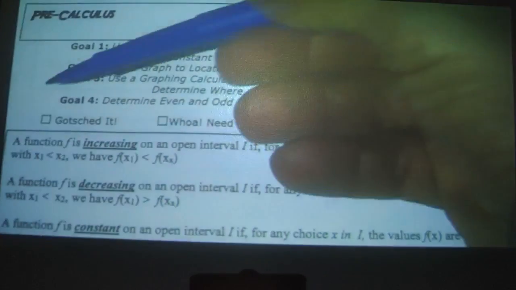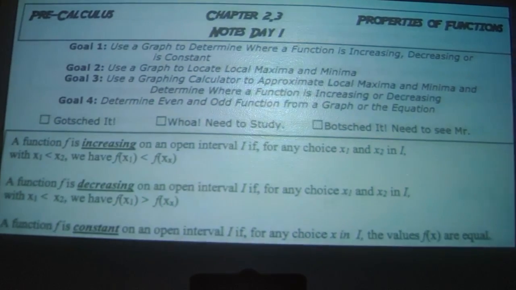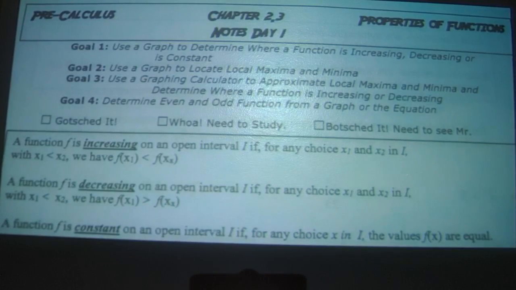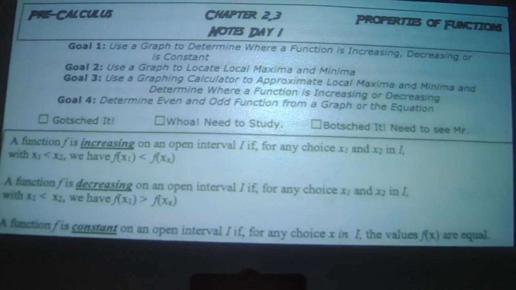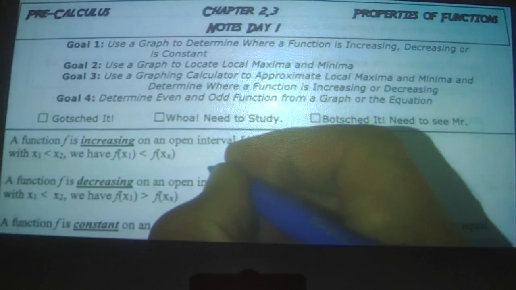So as you take a look, this is what the textbook says increasing is. It says a function f is increasing on an open interval I if for any choice x1 and x2 in I, with x1 less than x2, we have f of x1 is less than f of x2. And I just read that, and I bet nobody probably understands what I just said. So this is why Mr. Gotsch gets the big money, okay? This is why I make millions of dollars doing this.